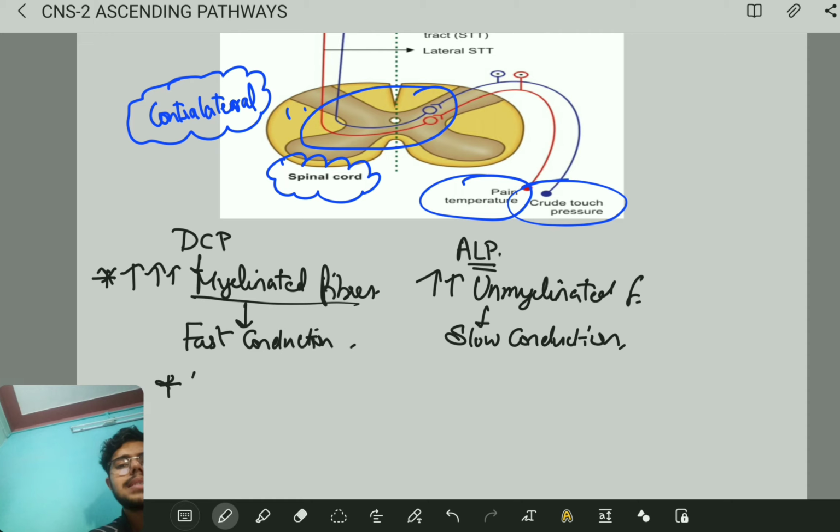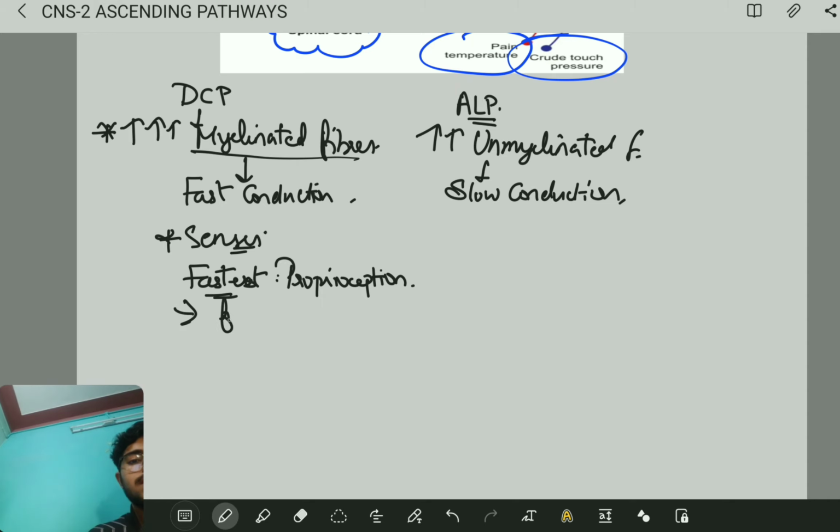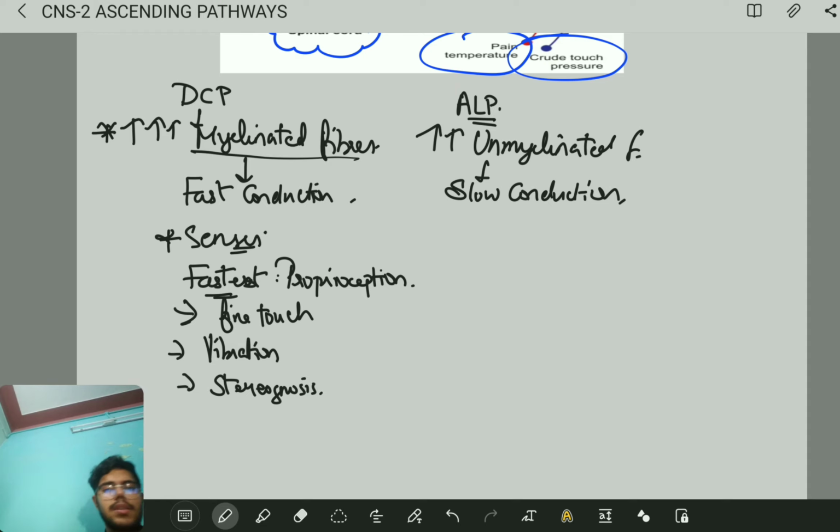Next, what are the senses? See, we discussed that the sense will be very, very fast. There is a fastest sensation, and that we call it as proprioception. Your proprioception will be very, very high. Apart from that, the receptors, that is our fine touch. Apart from that, vibration. What all we discussed? Any idea? Can you please tell me? Yes, stereognosis. Okay, fine, this is enough.